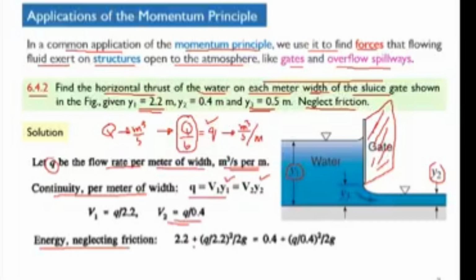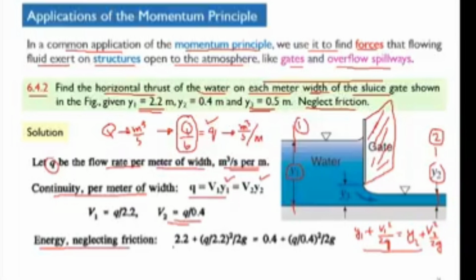Clear? Now we apply the energy equation, but we neglect the friction. So in that case, what will be the equation? This will be equal to Y1 plus V1 square divided by 2G. We consider the datum as the same, so that's why we do not include it. That will be equal to Y2 plus V2 square divided by 2G. This is at section 1 here, and here you consider section 2.